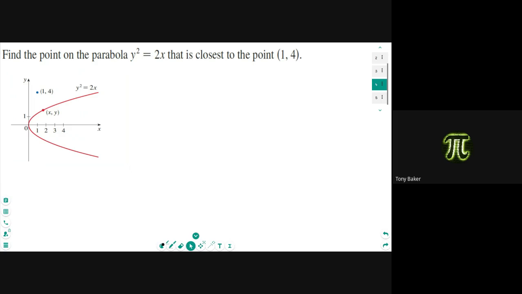What am I looking for? I'm looking for X and Y. Correct. Looking for distance, right? What am I minimizing? I'm minimizing distance. Yeah, don't need the distance.